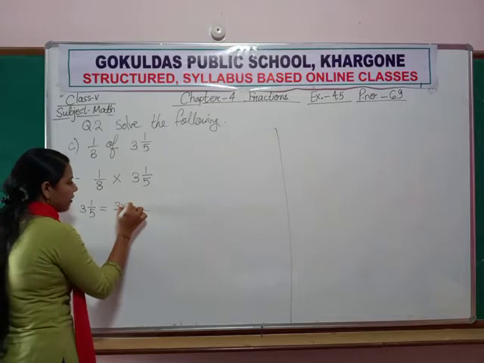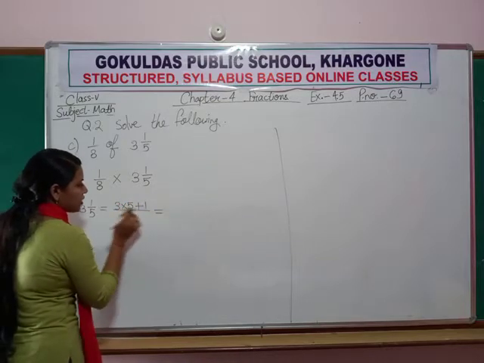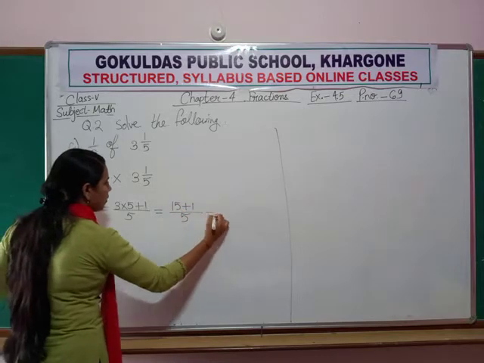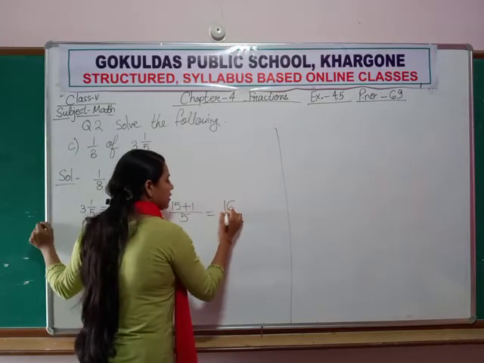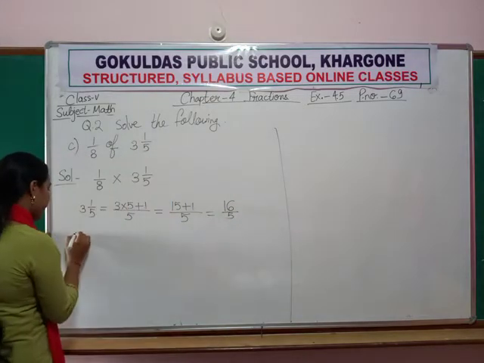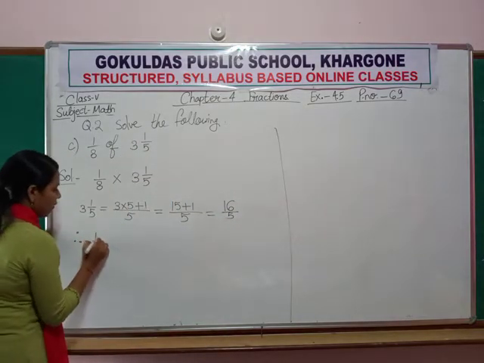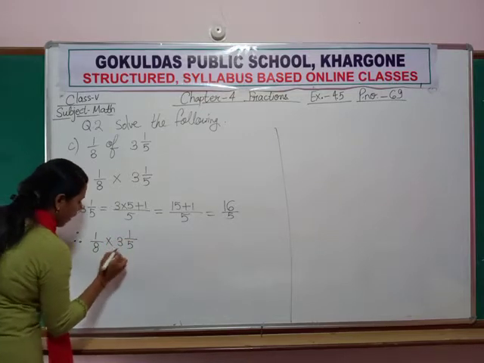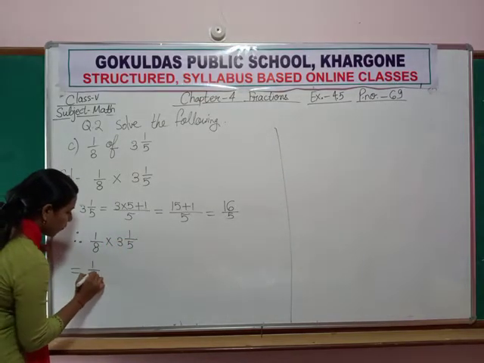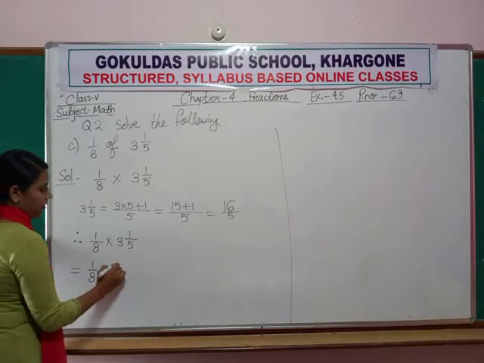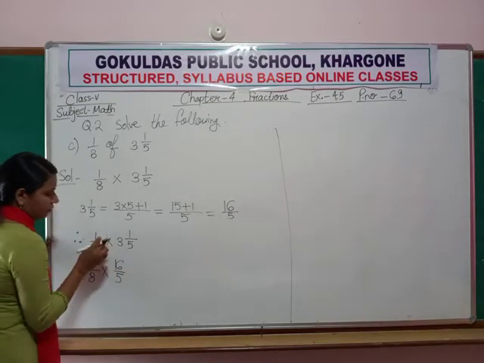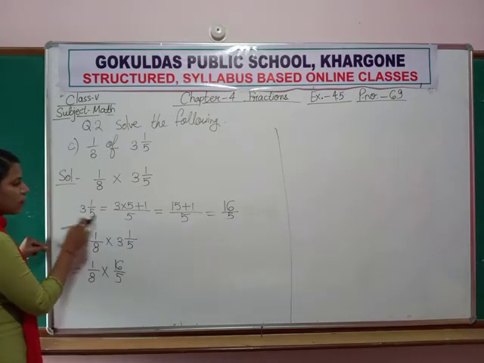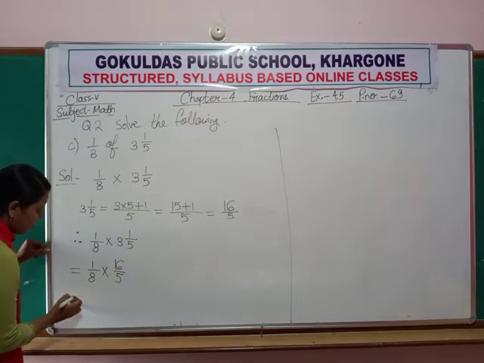3 will get multiplied with 5 plus 1, that is 3 into 5 gives us 15, plus 1, upon 5. 15 plus 1 means 16 upon 5. Therefore 1 upon 8 multiplied with 3 and 1 upon 5 is equal to 1 upon 8 multiplied by 16 upon 5. We write 16 upon 5 at the place of 3 and 1 upon 5. Why? Because both are equal.